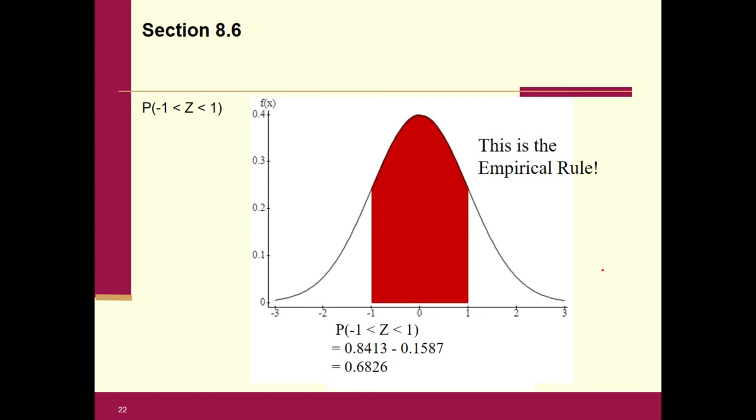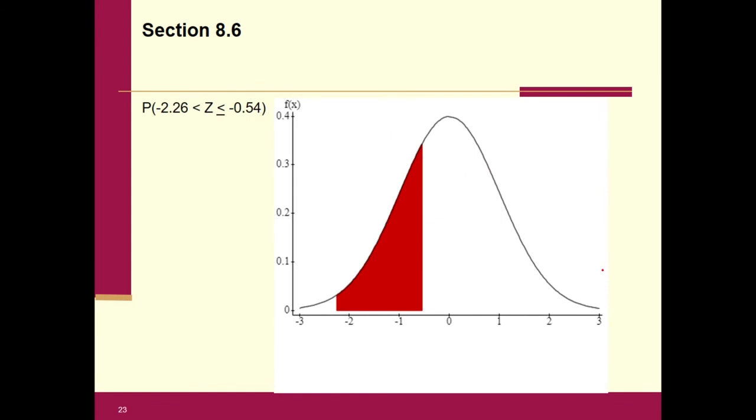Okay. Let's do one more. I know it's a little clumsy going in and out, but bear with me. So we want our z between these two values here. Here's our graph, and this is a pretty irregular shape, and it's going to be less than 0.5, we know that, but that's pretty much all we're going to know. It's not too close to zero, but certainly less than a half.